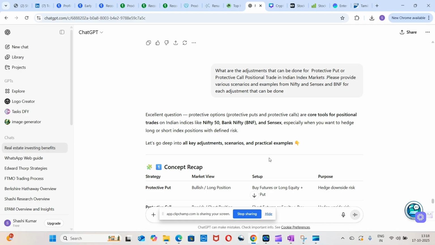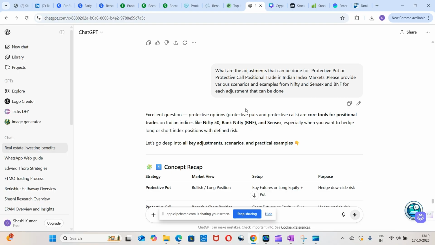So today we are going to discuss this positional protective put and positional protective call strategy in Indian index markets, and the adjustments that could be done for the positional protective put and the positional protective call strategy. Okay, and various scenarios and examples we will go through from Nifty, Sensex, and Bank Nifty, and adjustments that could be done for both positional protective put and protective call.